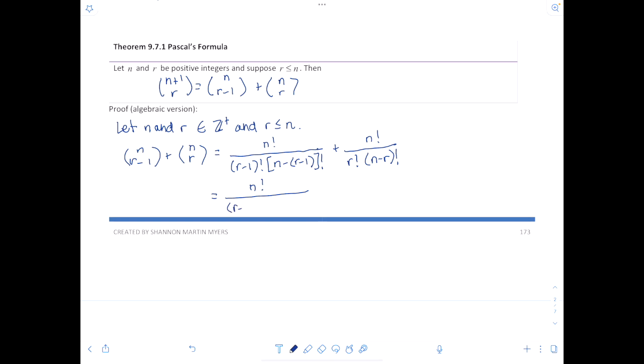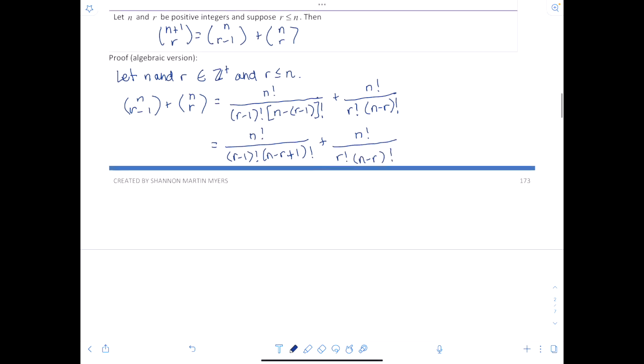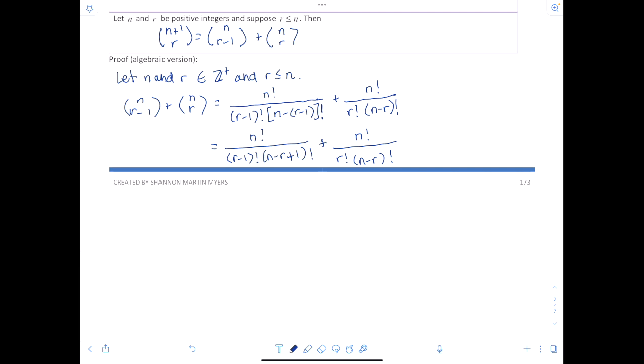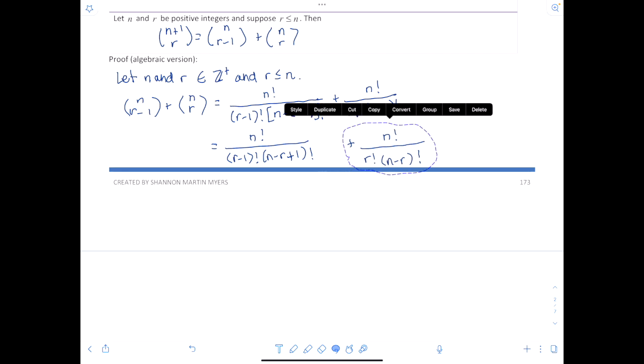over r minus 1 quantity factorial. N minus quantity r minus 1 is going to be n minus r plus 1, all factorial, plus n factorial over r factorial times n minus r quantity factorial. Cool, cool? All right, now we just need a common denominator, right? So actually, I'm going to move that over a little since I can and show you how we're getting our common denominator.